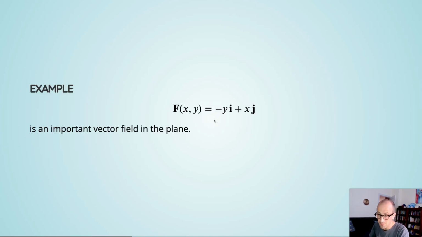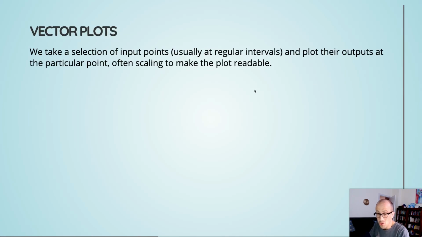So this is an important vector field, and how do we know that it's important? Formula-wise, it looks pretty boring. But when we look at it, by which I mean we're going to try and plot it to have some visualization of this thing, it looks a lot more interesting. So a vector plot is our attempt at a graph.